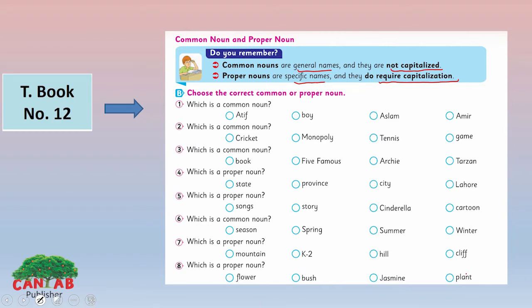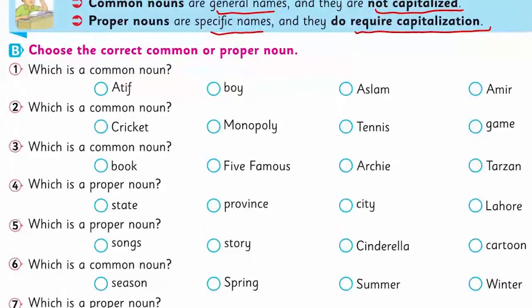Yes. Now look at the exercise. We have given sentences here. For each sentence, you have to choose one right option. There are 4 options given for each sentence, but you need to choose the right one. Look at the first one, which is a common noun here? Atif, boy, Aslam or Amir. We are talking about common noun. Yes, it will be a boy.